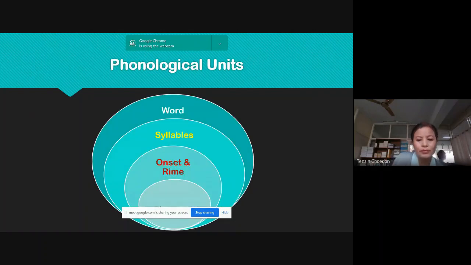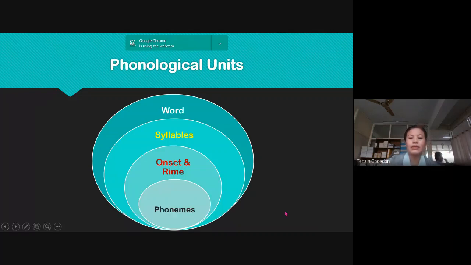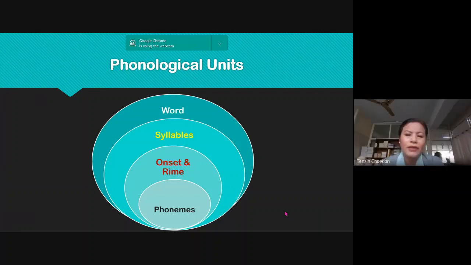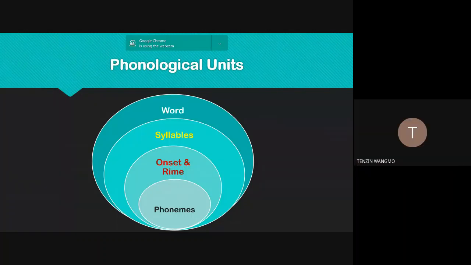So this is how the units that we have discussed in the matrix just before move from basic, the phonemes, the smallest part. Then we have onset and rhyme. Then we have syllables and word.